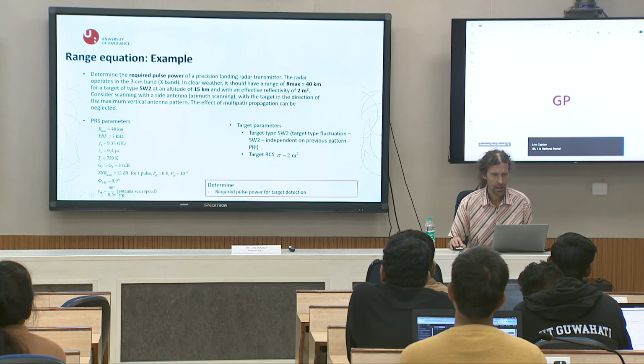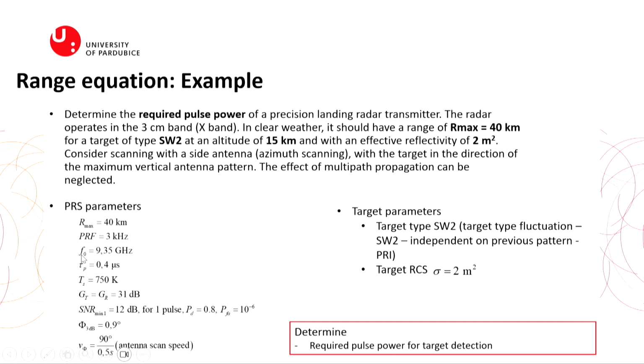So max 40 kilometers, PRF 3 kilohertz, carrier frequency 9.35 gigahertz, length of pulse, noise temperature, gain of transmitter and receiver is the same. What does it mean? One antenna, monostatic case. Minimal detection rate is 12 dB for one pulse, probability 0.8, false alarm rate 10⁻⁶. Classic value that I presented yesterday.